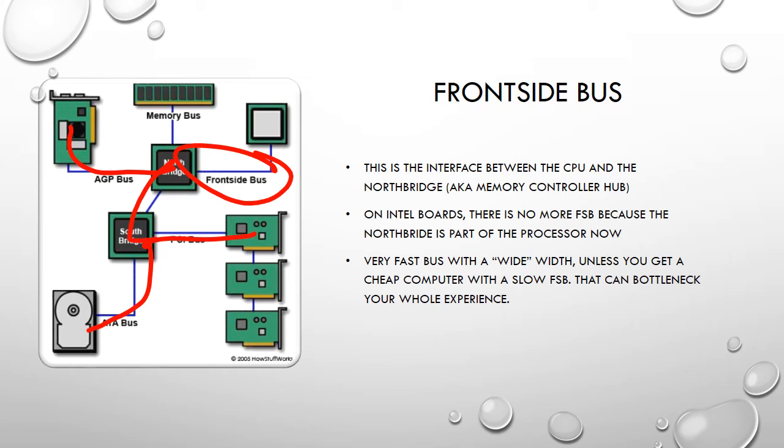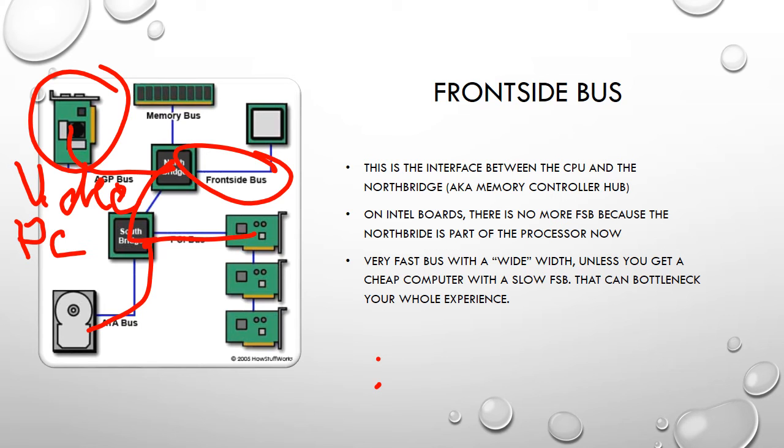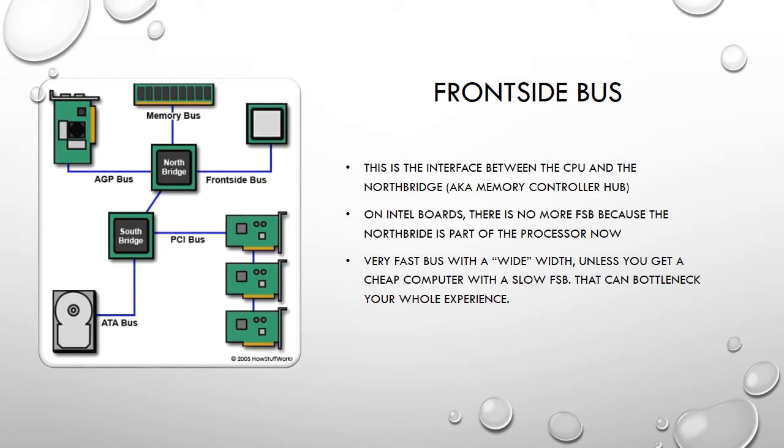AGP bus, well, we don't really have AGP anymore, but this is the video. So this would be now your... Yeah, you can read that, right? That's this video. That would be now your PCI Express video card, 16X video card, memory bus. Everything has to go through the north bridge, and then everything goes through the front side bus. So you want to really be sure that you have a fast front side bus.